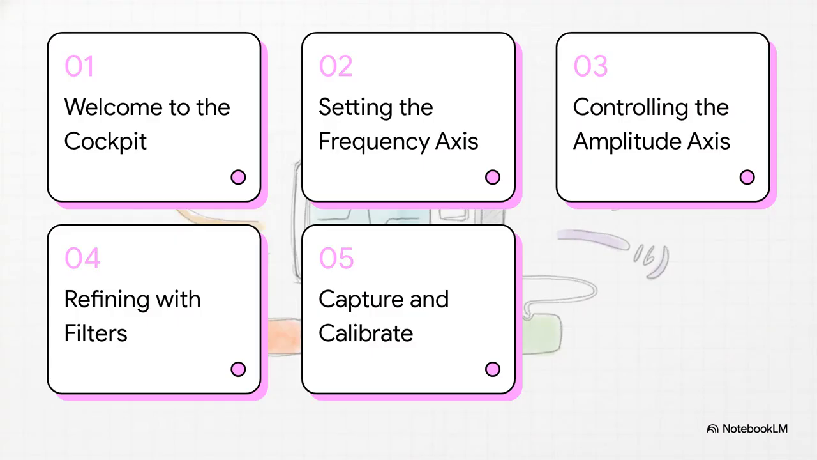So here's our game plan for today. First, we'll get comfortable in what I like to call the cockpit. Then we'll learn how to navigate the frequency and amplitude axes. That's the horizontal and vertical stuff. After that, we'll see how to get a really clear view using filters. And finally, we'll wrap up with how to capture data that's not just accurate, but calibrated.